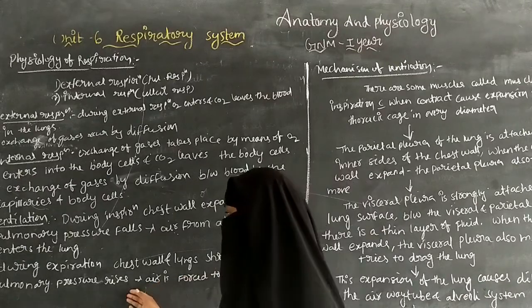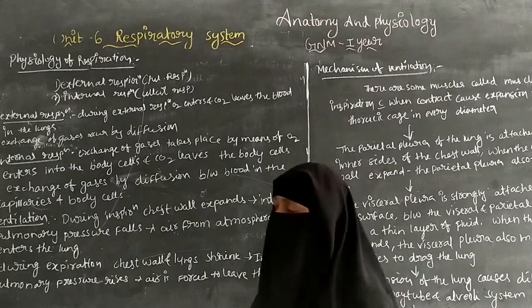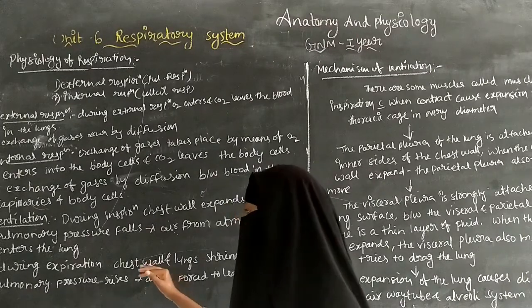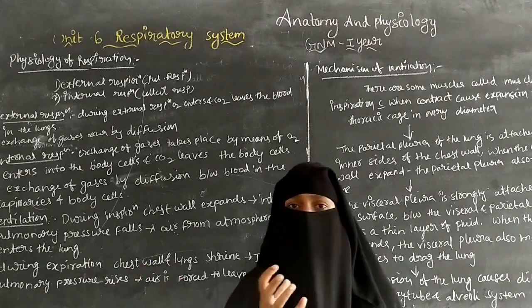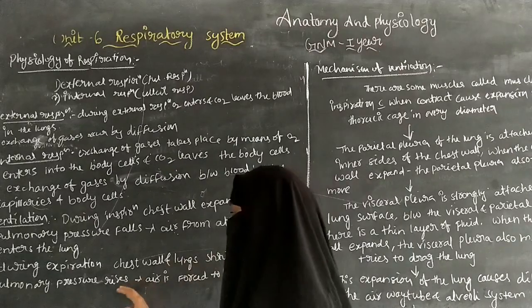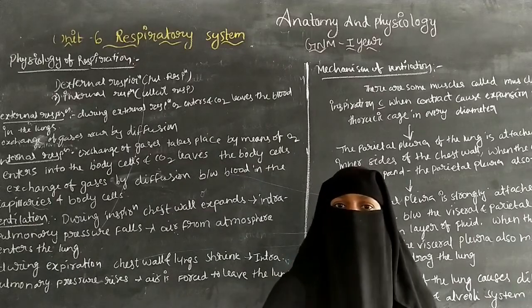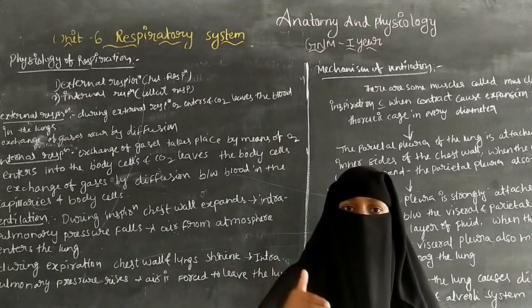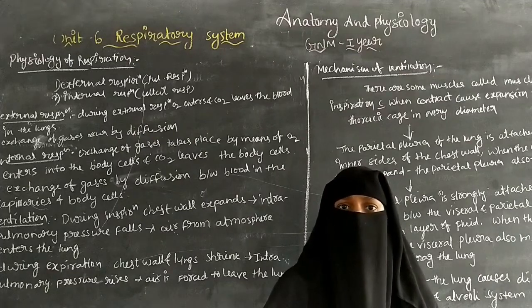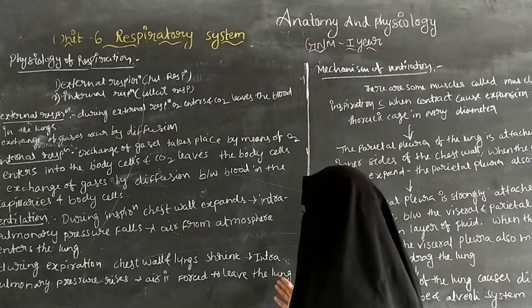And next, during expiration the chest wall and lungs shrink. So during expiration the chest wall and the lungs contract. Because of the contraction the intrapulmonary pressure rises, the pressure present in the pleural cavity increases, and air is forced to leave the lung.